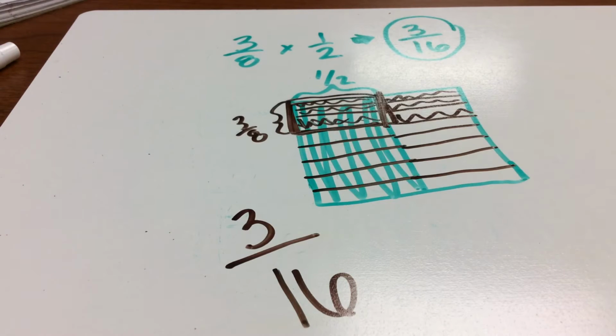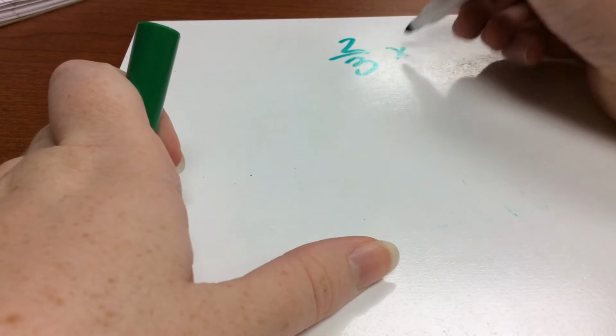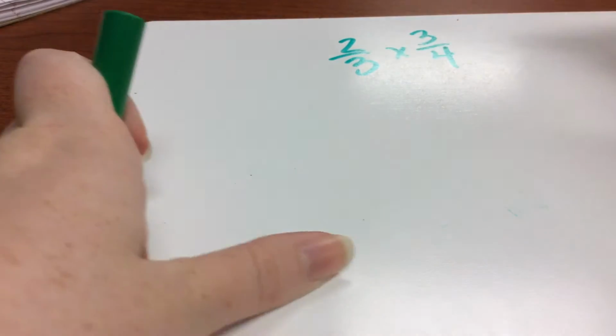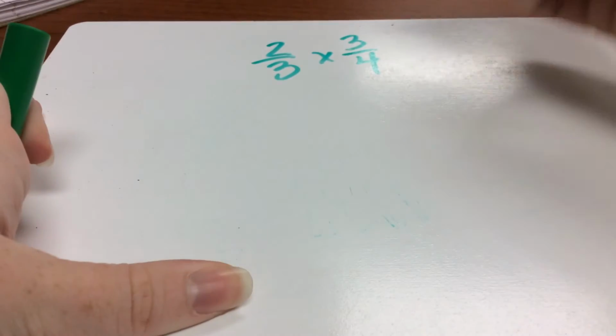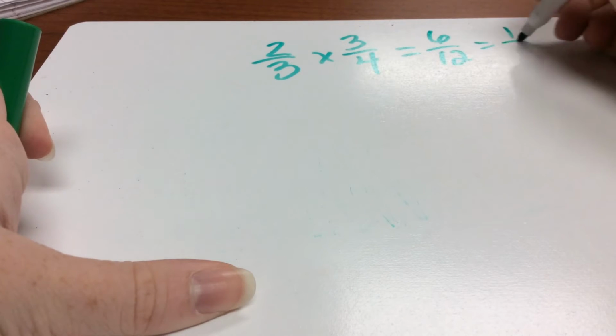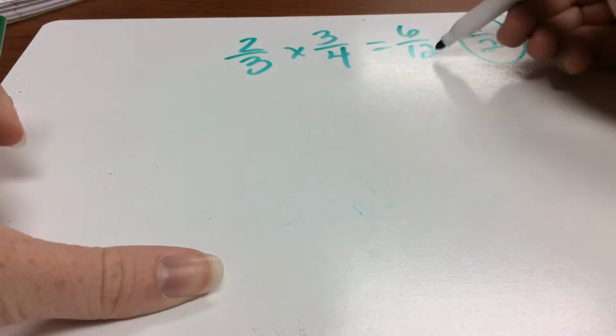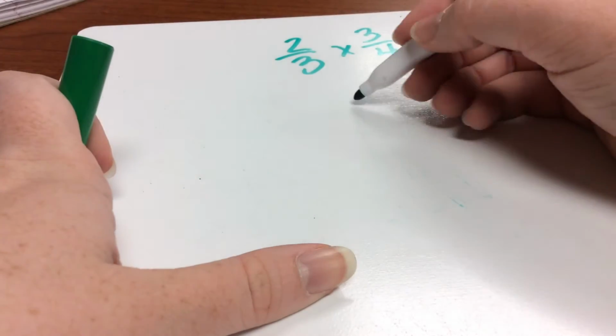Okay, let's try another one. Let's try 2/3 times 3/4. Now symbolically, this is going to come out to 6/12 or 1/2. So let's see how we can get to a half or 6/12.